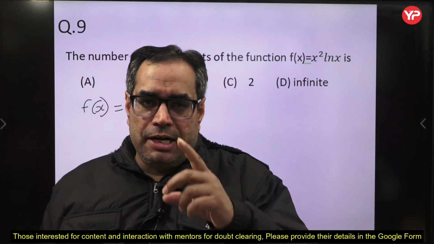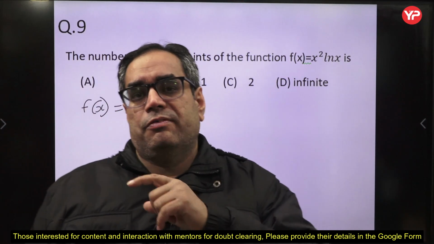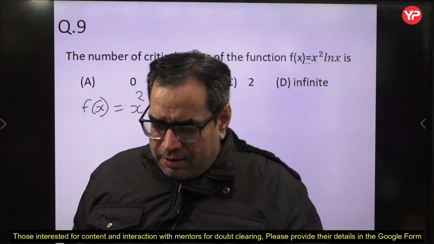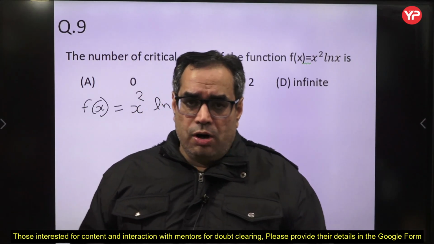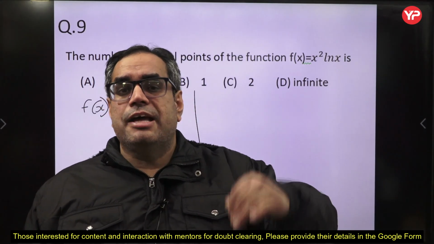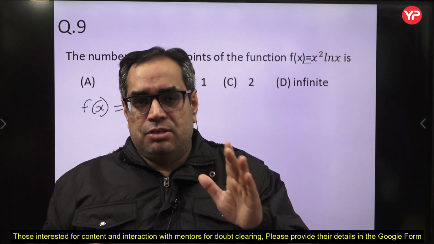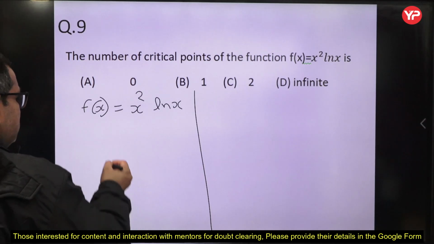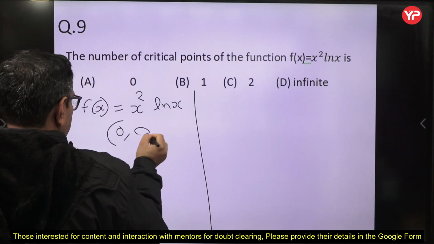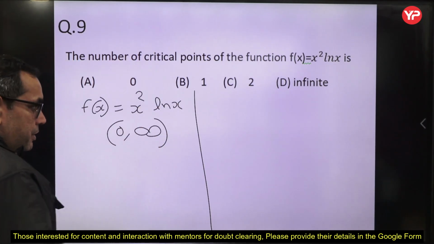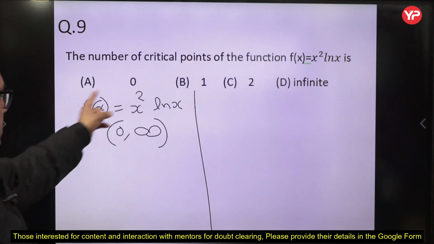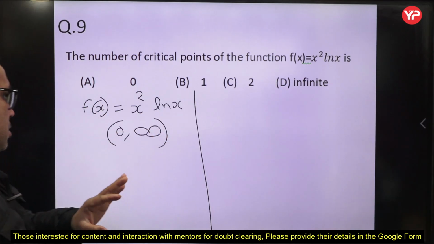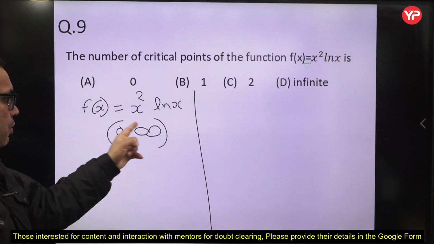Okay, because a critical point always belongs to the domain of the function. It is a point in the domain of the function where either the function is not differentiable, or if it is differentiable then its derivative is 0. This is the definition of a critical point. Okay, so the domain is 0 to infinity, because the domain of ln x we all know is 0 to infinity. So this is the domain of this entire function. This function will be defined only for positive values of x. So critical points will be from this interval only.